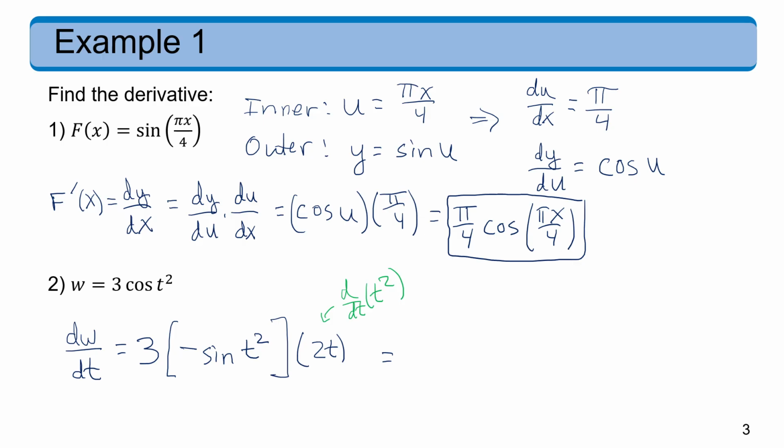We could do one more step to simplify this. The 3 times 2 is 6, and then there's a negative sign, so negative 6, and it looks better to pull that t out in front. And then we have the sine t squared factor.